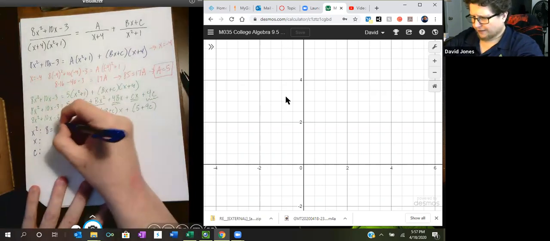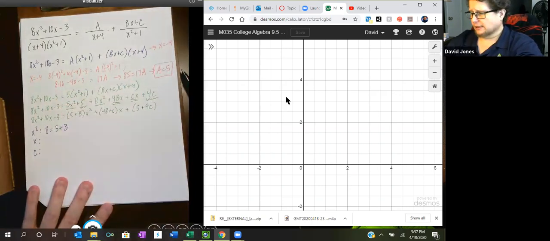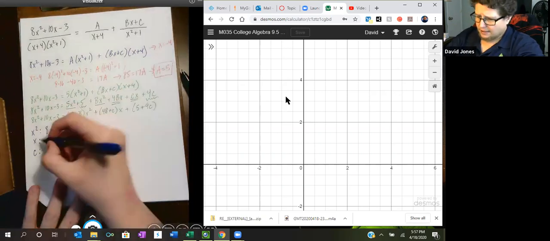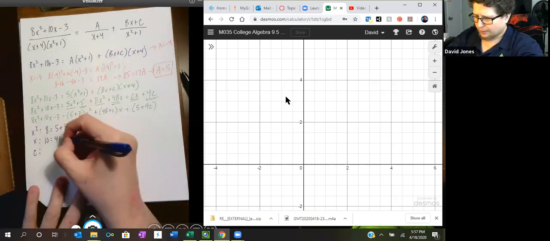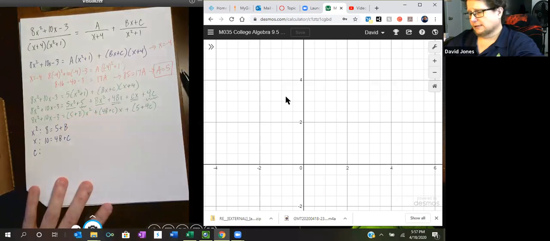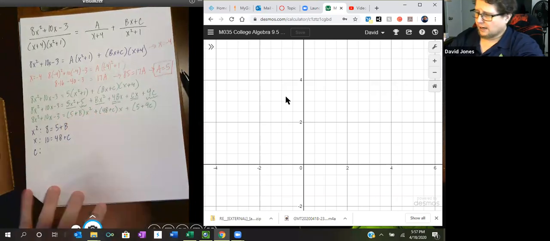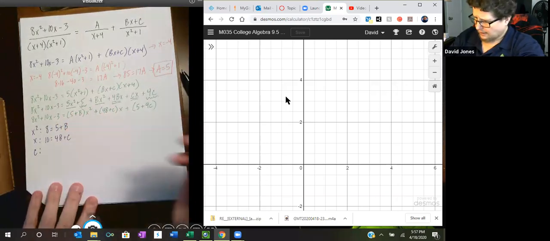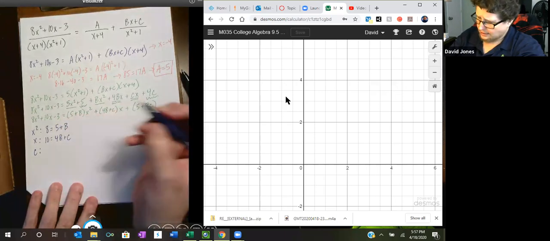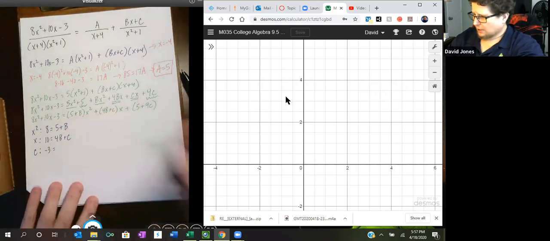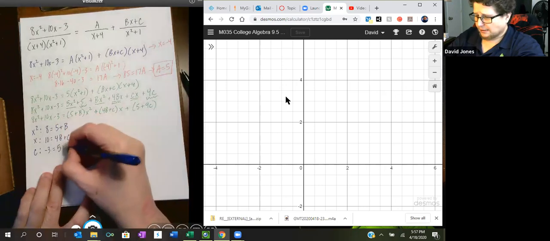8 has to equal 5 plus b. 10 has to equal 4b plus c. And negative 3 has to equal 5 plus 4c.